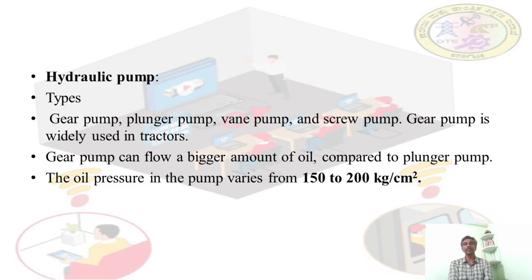Then similarly, there is the screw pump. By tightening the screw, the oil pressure is increased. Thus, the pressurized oil is sent into the different control valves. As I said earlier, gear pumps are widely used in tractors due to their simplicity in design. Next, a gear pump can flow a bigger amount of oil, that is, the quantity of oil is more compared with all other types of hydraulic pumps. Next, the oil pressure in the gear pump varies from 150 to 200 kg per centimeter square or KSC.